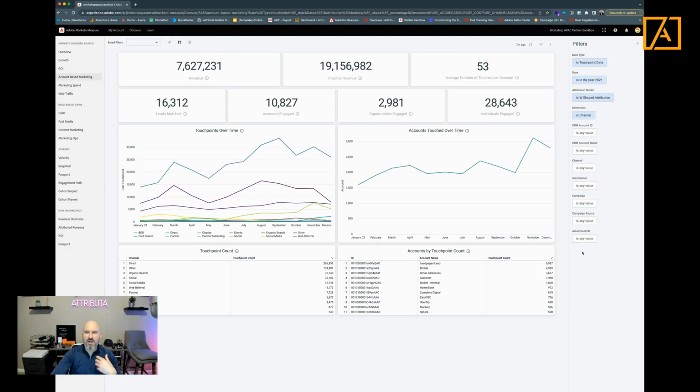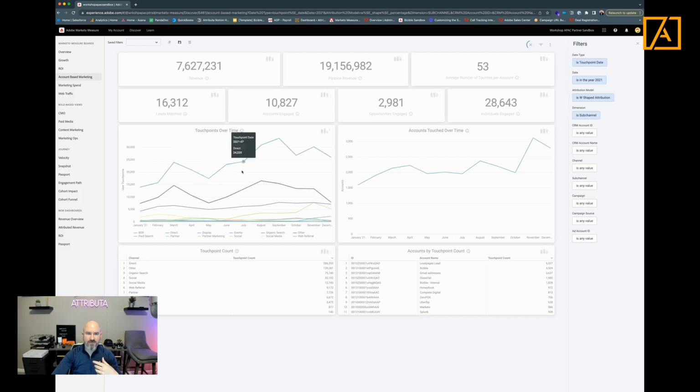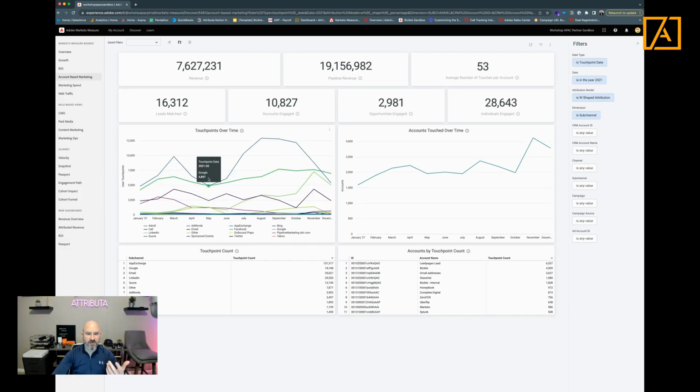Now, a couple of other things that you can do with this. Right now, we're focused on the dimension of channel. You could change this to subchannel. And when you change that to subchannel and refresh, this chart here and this down here are no longer going to be focused on the channel. They will be focused on the subchannel. So where previously we were seeing paid search, now we're seeing AdWords. So you can change the way that this dimension functions.